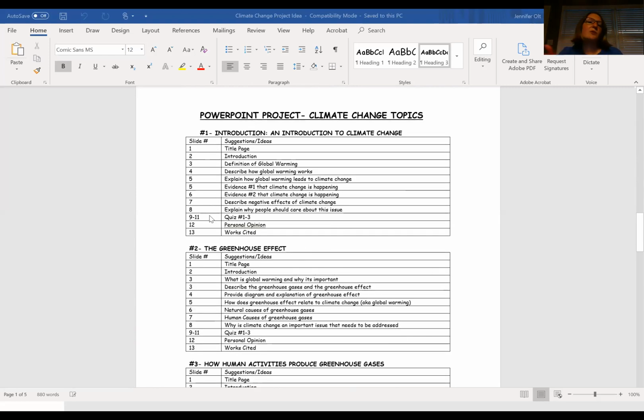So you need to refer to the topic you chose. If you chose topic number 1, just talking about an introduction to climate change, your slides 6 through 8 should include evidence number 2 that climate change is happening. So how do we know that climate change is actually happening on the earth right now? Slide number 7 describes some of the negative effects of climate change. And then slide 8 should be, why should people care? Why should your normal everyday person care that climate is changing? So that's where you're going to put some of that information down.